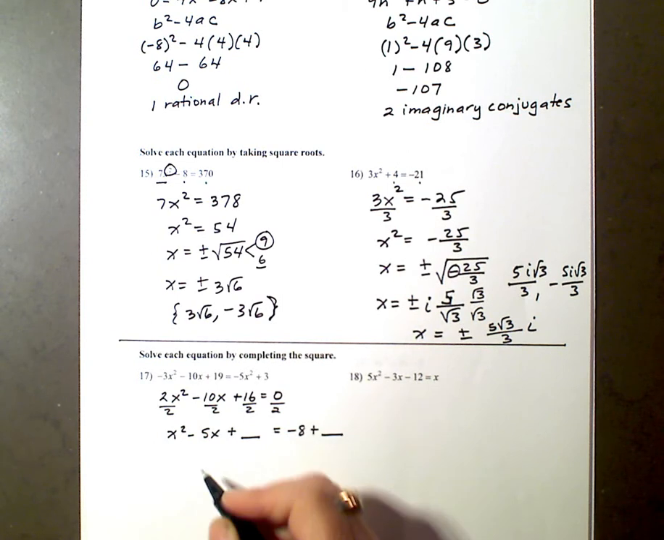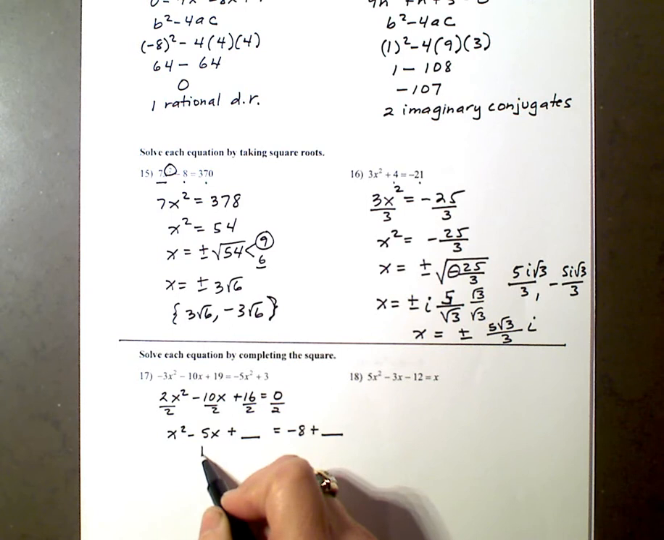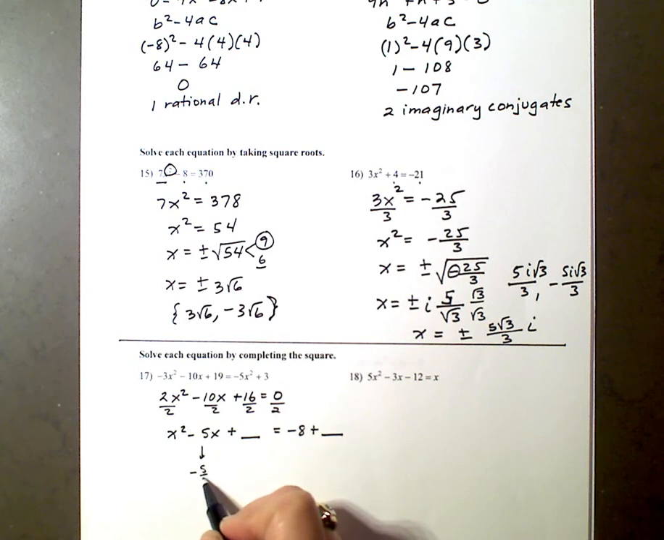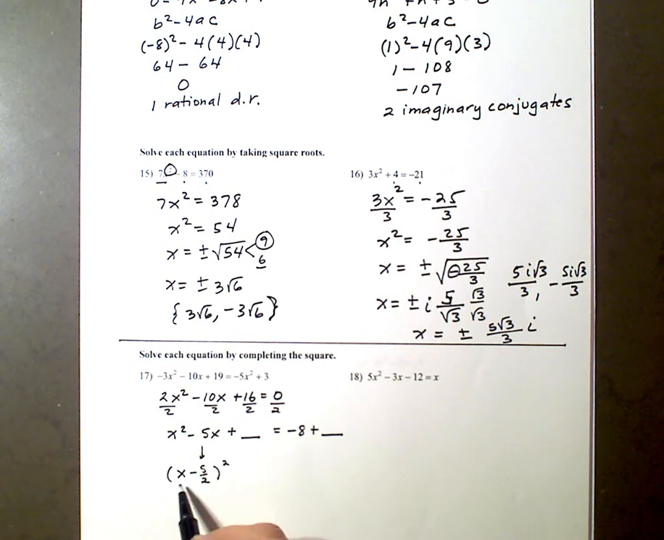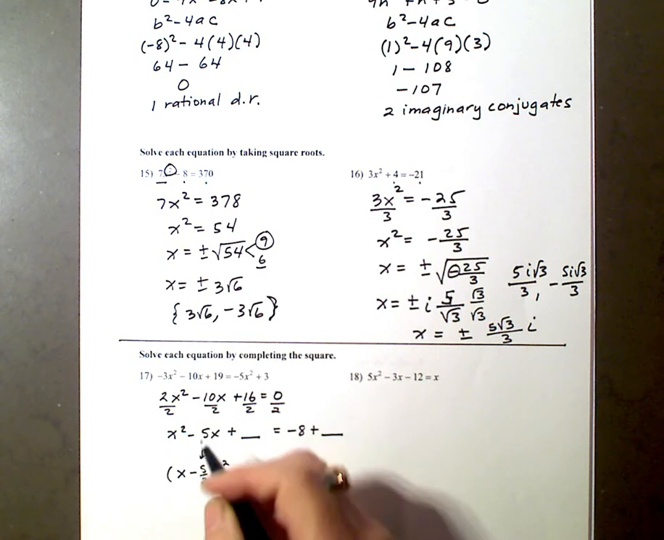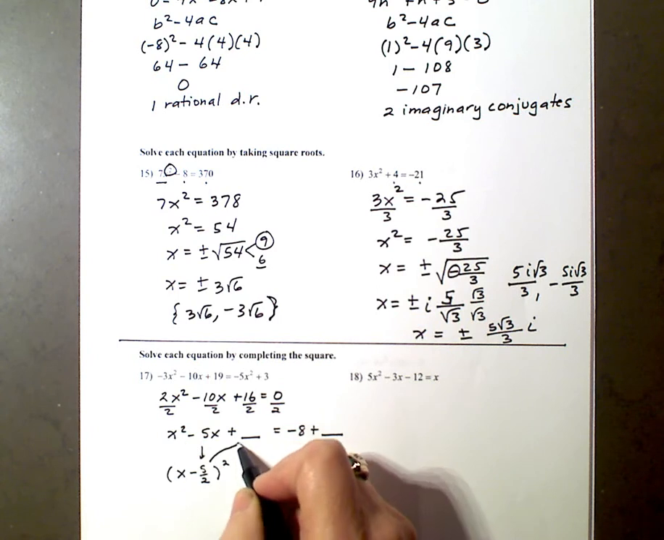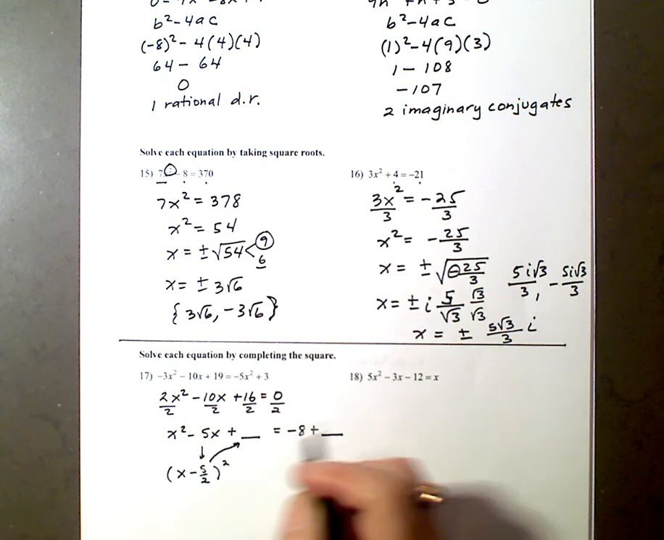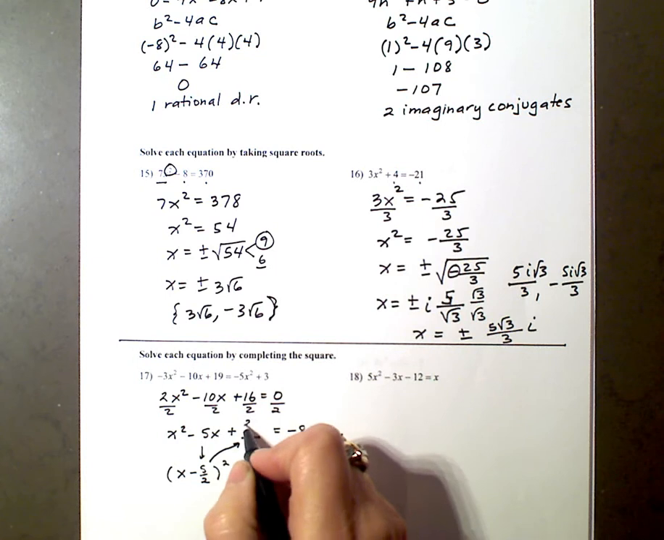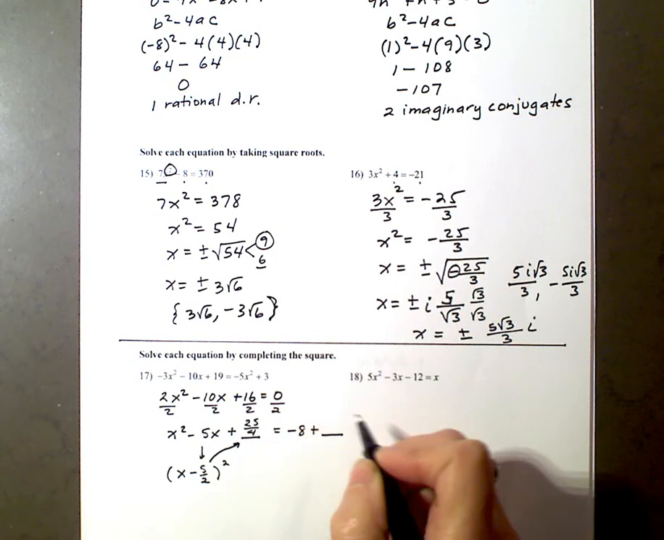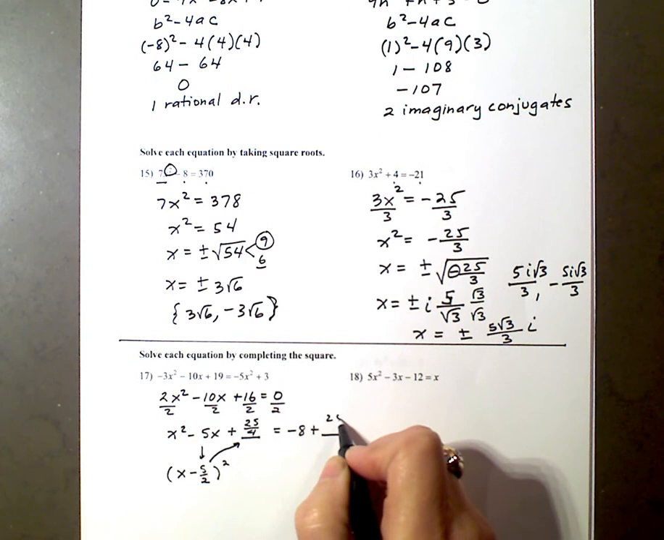Now I'm going to take half of negative 5, which is negative 5 halves, and I know I want to build a trinomial that's x minus 5 halves times x minus 5 halves, and I'll write it here. And so to do that, the term that I have to add would be the square of negative 5 halves, which is 25 fourths. So I have to add 25 fourths to both sides.